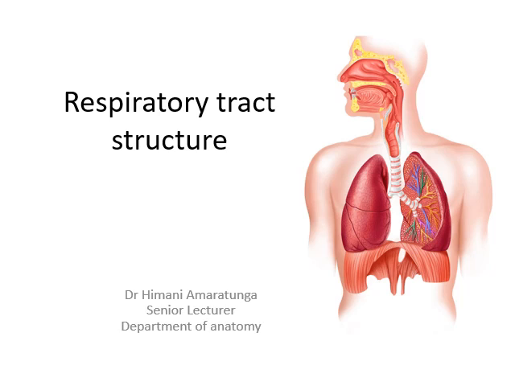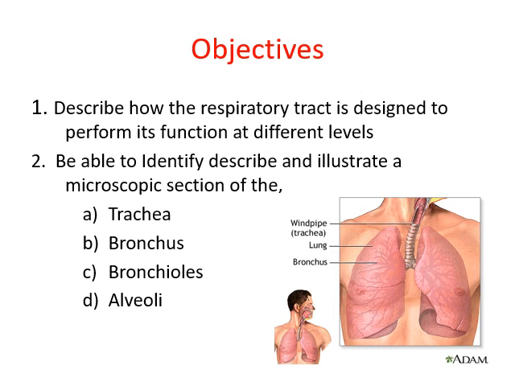This lecture is on the structure of the respiratory tract. The objectives of the lecture: at the end of this session you should be able to describe how the respiratory tract is designed to perform its functions at different levels, and also to identify, describe and illustrate, that means to draw a small simple diagram of, a microscopic section of the trachea, the bronchus, the bronchioles and the alveoli. Okay, so with these objectives in mind, we'll start.